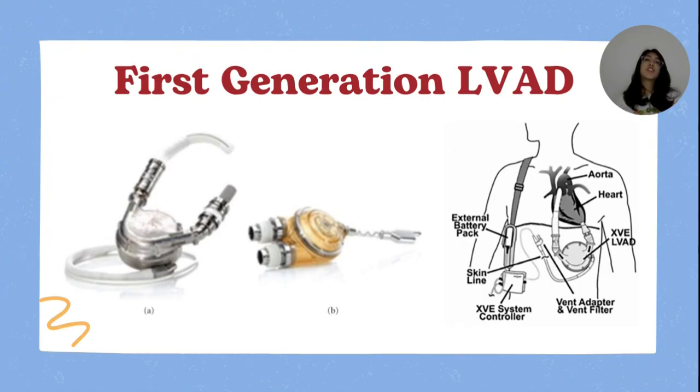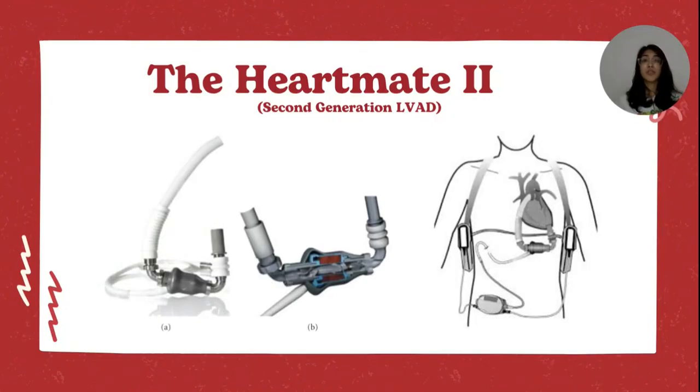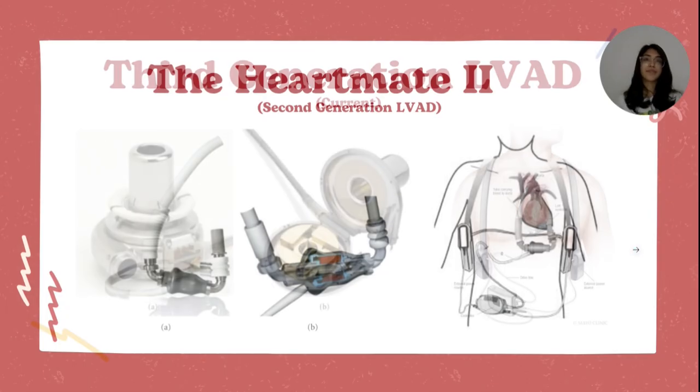Now, as you can see here, this is the first generation of the LVAD. It is just about as big as the heart, obviously being very difficult for a person to live with. This would be the HeartMate 2, the second generation of the LVAD, and although it is smaller, it still experiences the same problems as its past iteration in the fact that it experiences blood clots, as well as just being quite a struggle to have in your body.